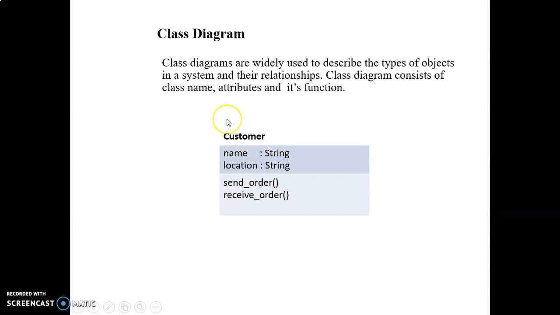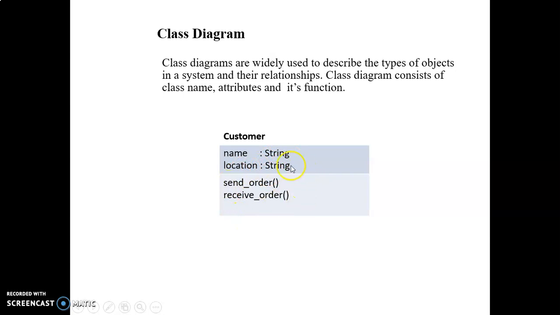Then you have to put the class attributes. So customer attributes become name and location. In the attribute section we write the name and location, and along with them we write the type of that input. Name is a string, so I have written string here. For location also I have taken the input type as string.